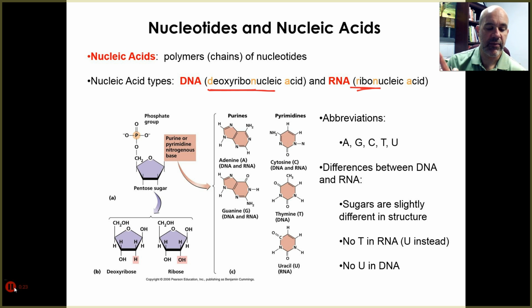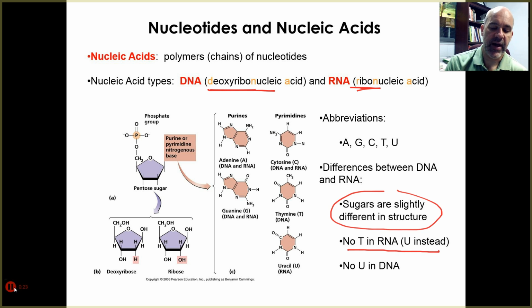All right, so your key differences between DNA and RNA. They have those different sugars. You don't have thymine in RNA. Instead, you have uracil. You don't have uracil in DNA. You should have thymine instead. And then generally, DNA molecules are double-stranded. RNA molecules are single-stranded.